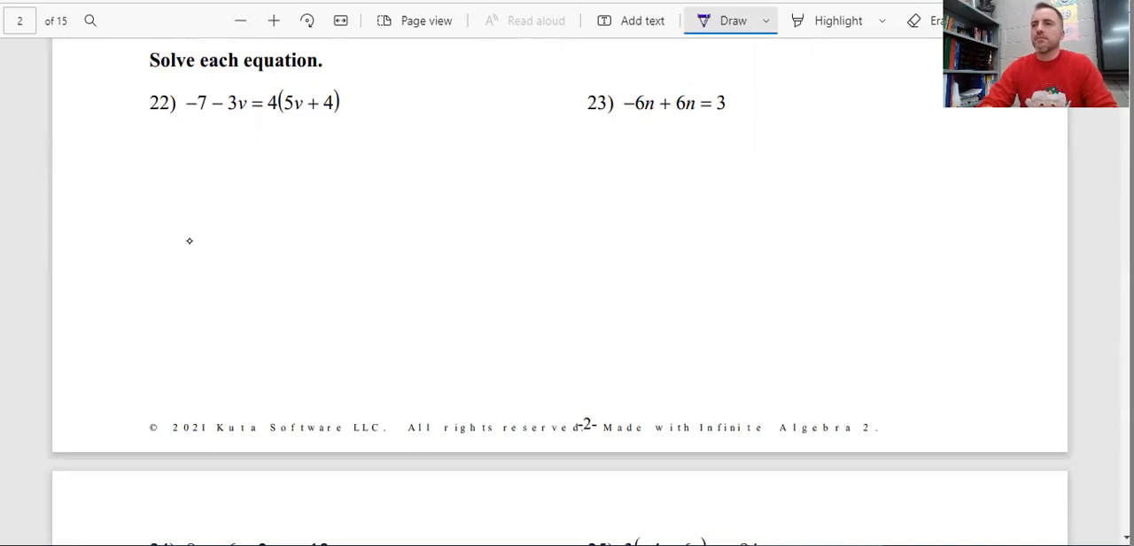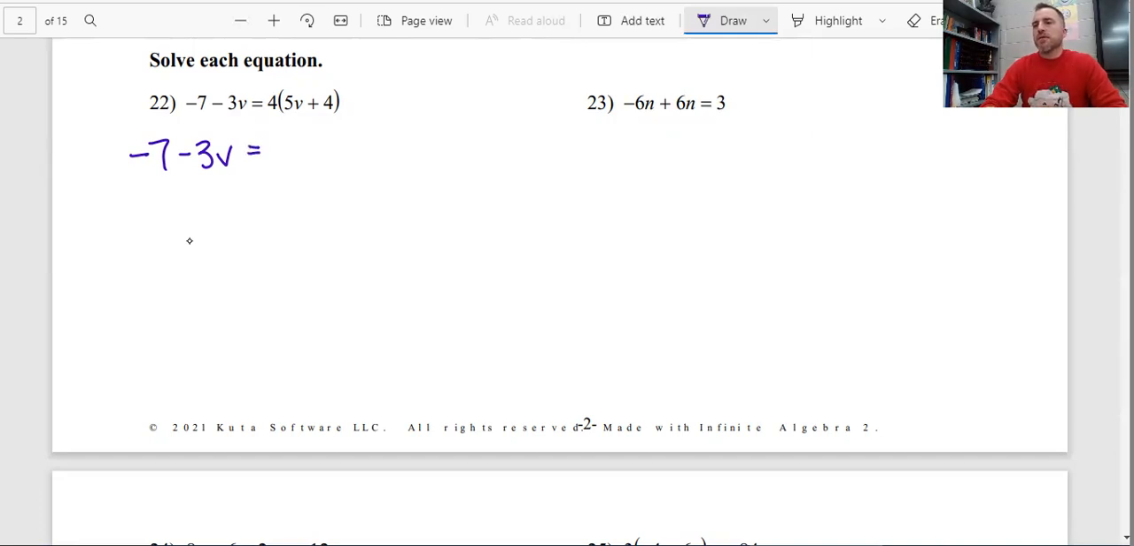We have some equations here. Let's solve them. Your first step is to simplify both sides. That's exactly what we were doing in 21. We were simplifying. So we're going to simplify first and then go about the solving.